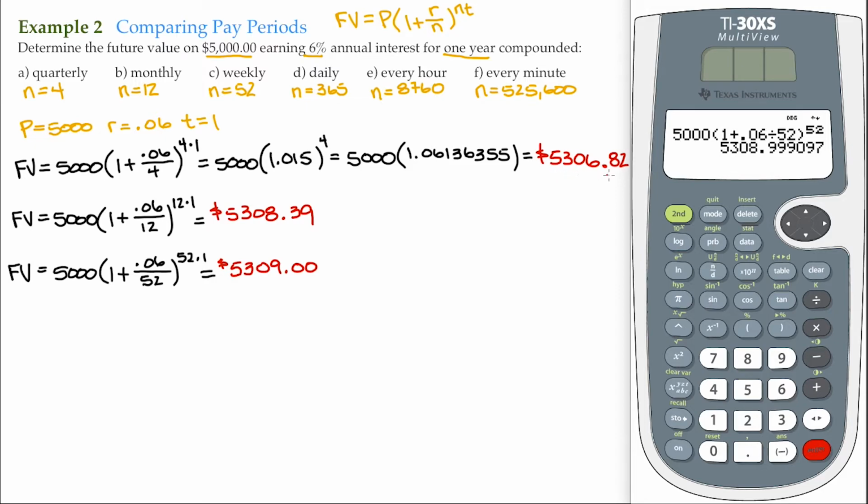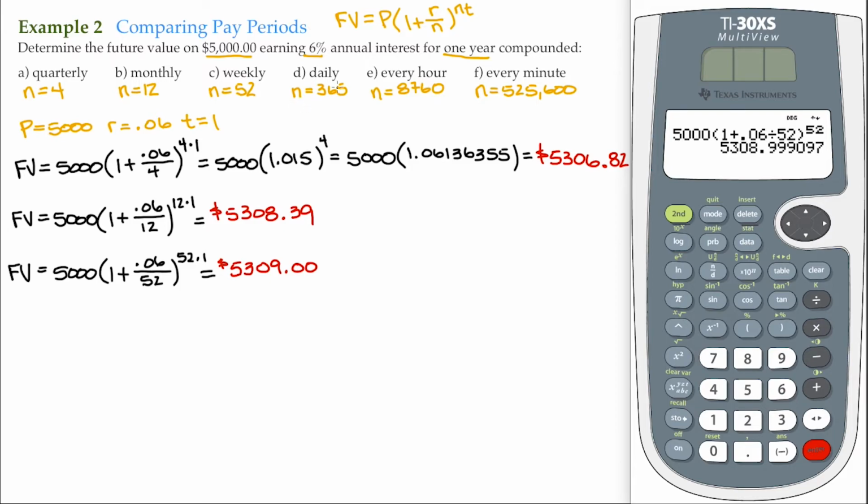We have $5,306.82, $5,308.39, $5,309. So the difference in the increase from this one right here to this one over here, that's what, $1.57? But the increase from here to this one right here is 61 cents. So it seems as though we're getting a higher rate of return, but as the compounds increase, the rate of return isn't as much, right?